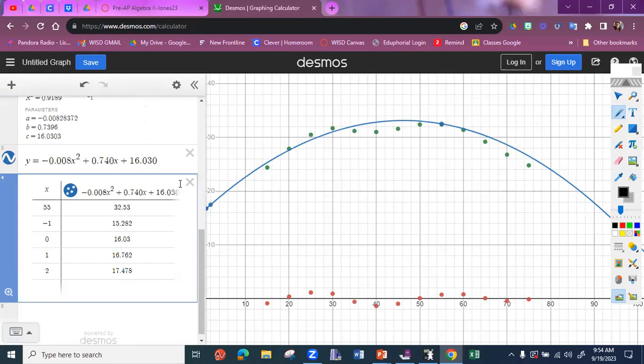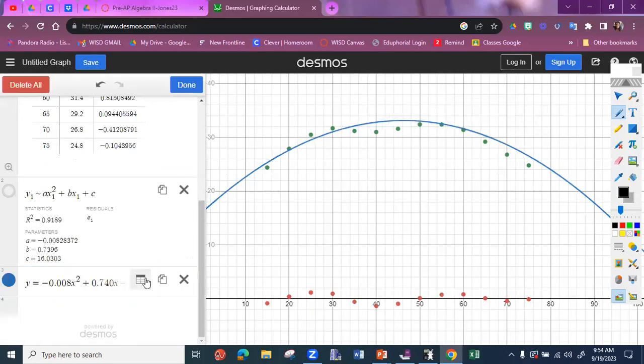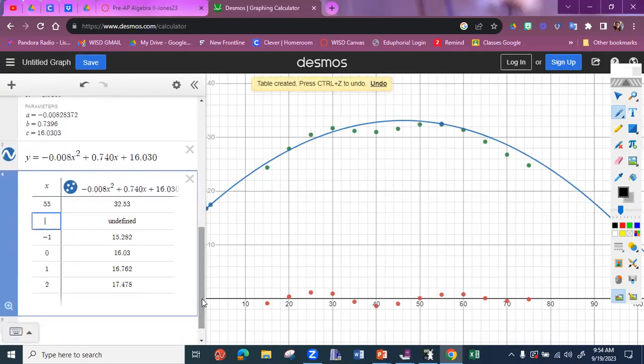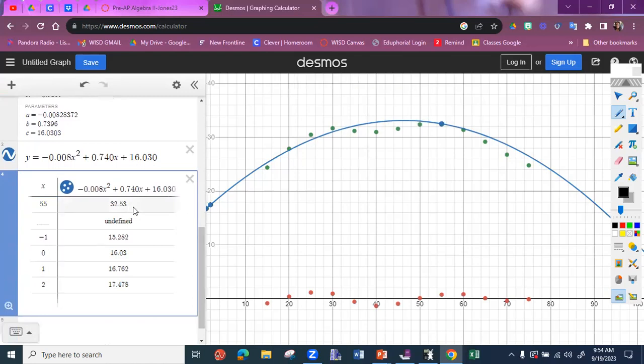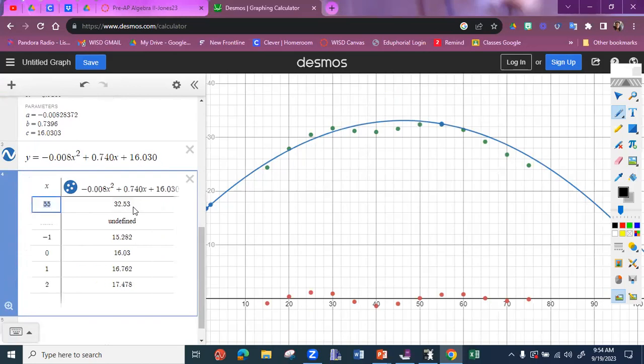So again, you go to the function, click the gear, press the table, and type in whatever you need. And it will find it. So still at 32 and 53. So the answer to that part is, based on this formula that we have, if you drive 55 miles per hour, you're going to be burning 32 and a half miles per gallon. Does that make sense? Yes?